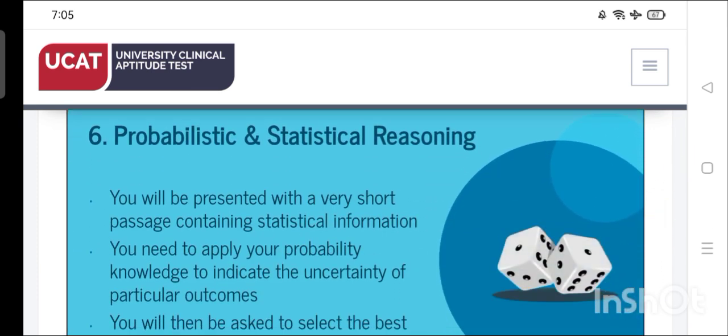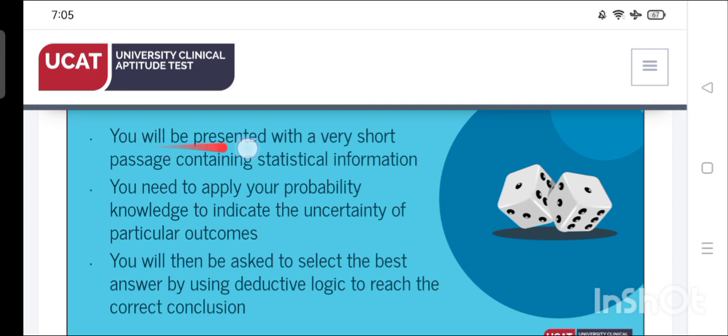So last type here we have of decision making questions is the probabilistic and statistical reasoning. You will be presented with a very short passage containing statistical information. You need to apply your probability knowledge to indicate the uncertainty of particular outcomes. You will then be asked to select the best answer by using deductive logic to reach the correct conclusion.